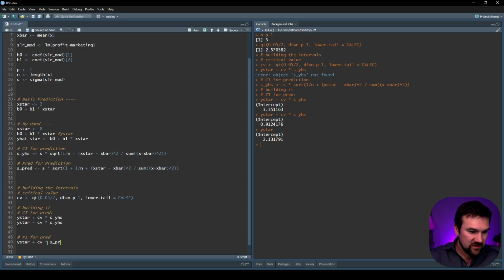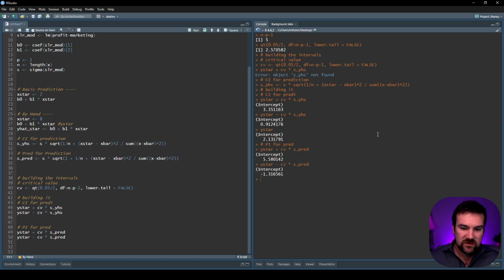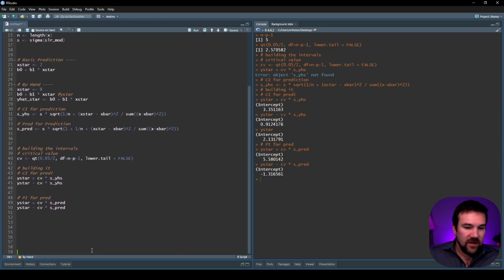So I use S sub pred. This is my standard error of prediction, and I do the plus and minus, and then I'll run these two, and I get a wider interval. So for a single time when I invest $8,000 in marketing, I expect with 95% confidence to either lose up to $1,300 or to gain up to $5,600. So there's a lot more variability when I'm just looking at one investment versus the confidence interval for the mean, which, remember, was the investment over and over and over again. All right, and that's it. That's doing it by hand.